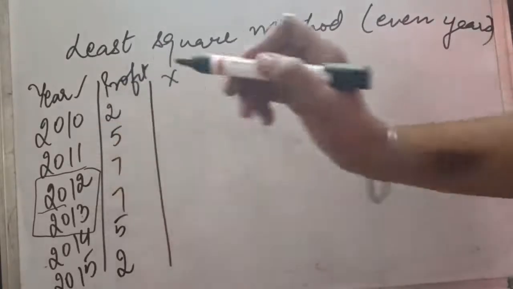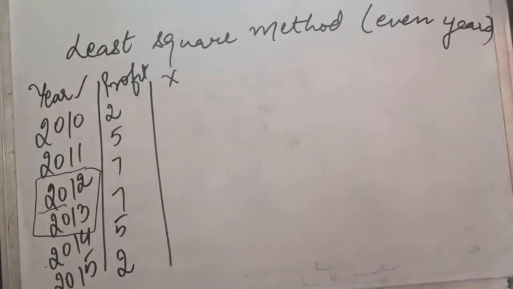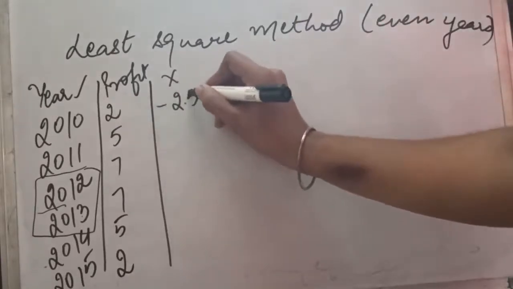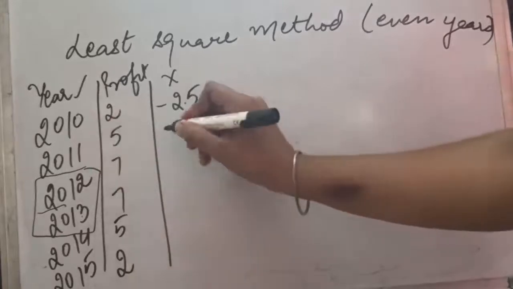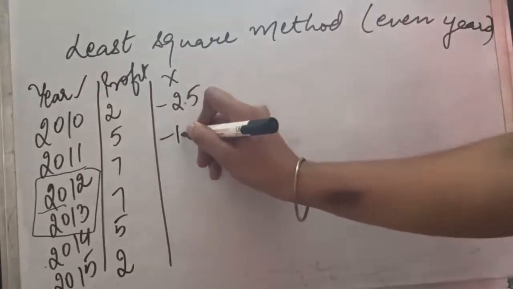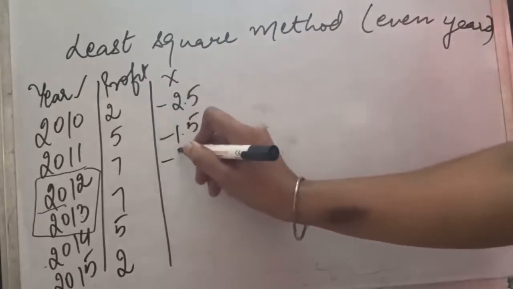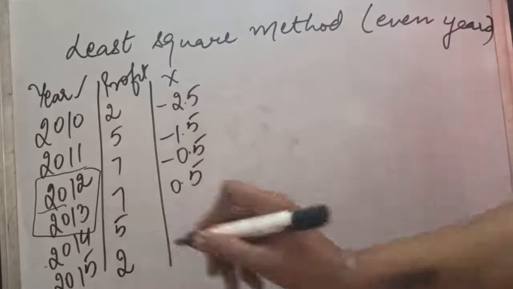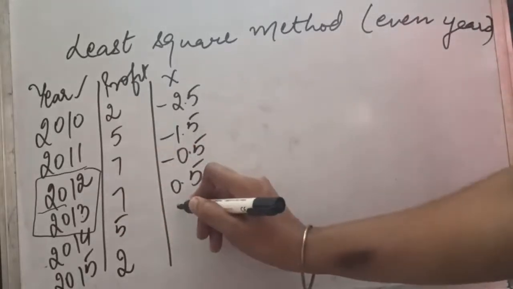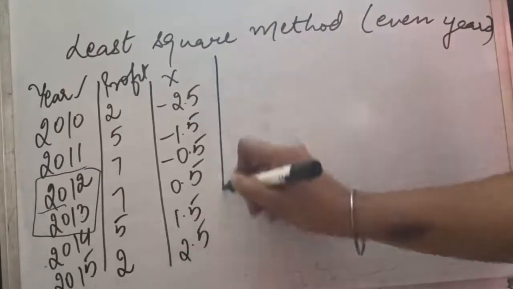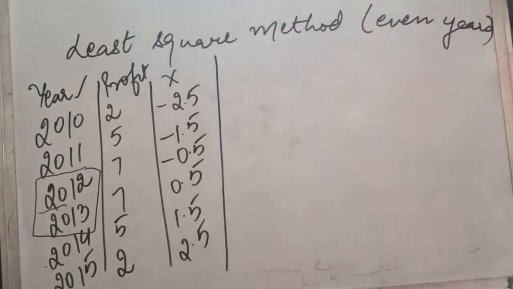So what am I going to do? 2010 minus 2012.5, so it will be minus 2.5. Then again deviation from 2012.5, it will be minus 1.5. It will be minus 0.5, positive 0.5, then positive 1.5 and positive 2.5. So like this X will be created.